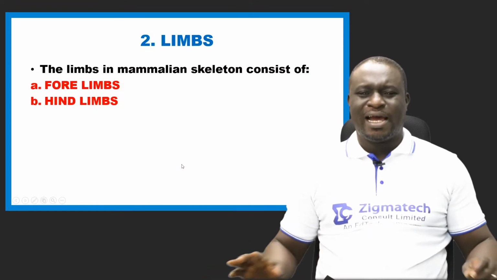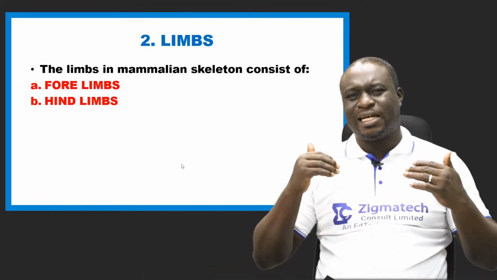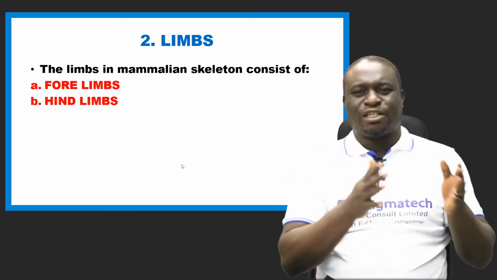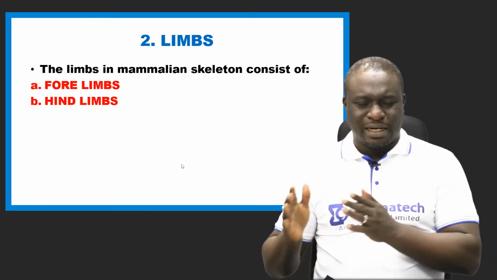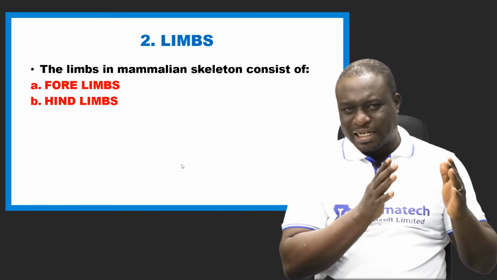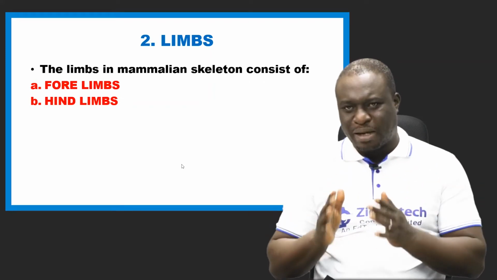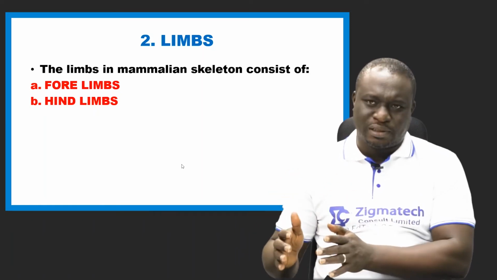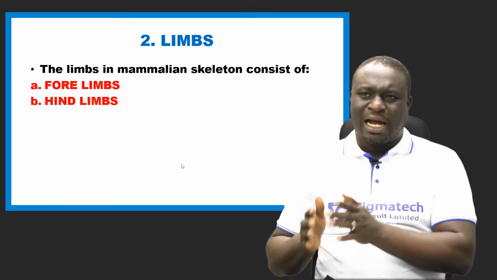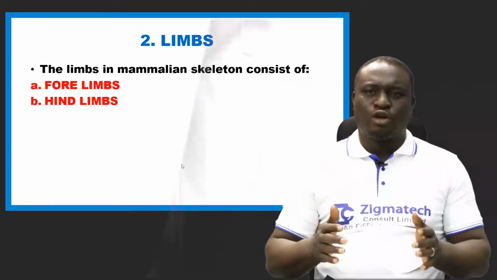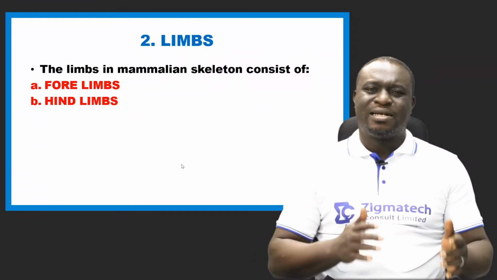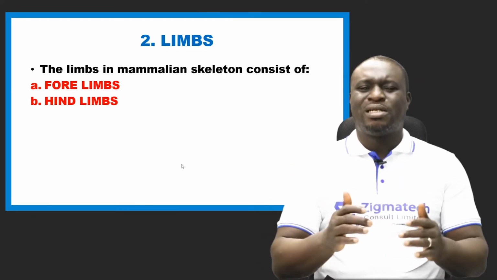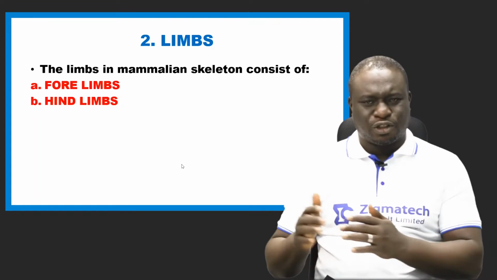Okay. Now moving ahead, we said that the appendicular skeleton consists of girdles as well as limbs. We have finished discussing the girdles. We said there are 2: we have the pelvic and we have the pectoral. But in terms of the limbs, we have 2 types of limbs. Now, limbs are for movement. And these 2 types of limbs include the forelimbs and the hind limbs. We're going to be discussing the forelimbs and also the hind limbs.